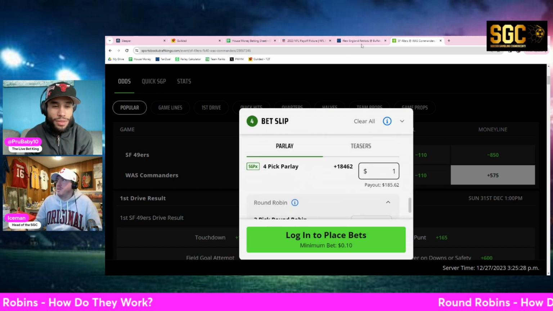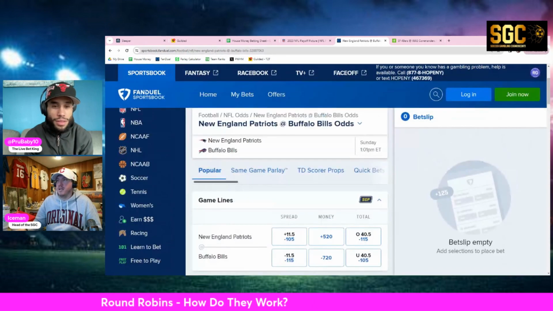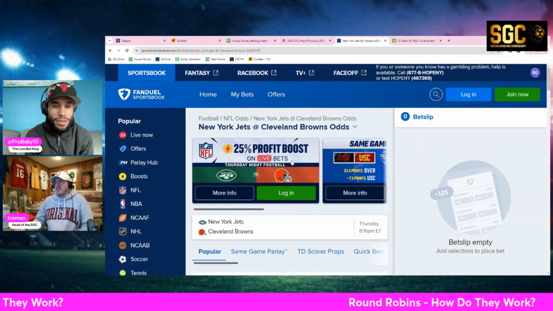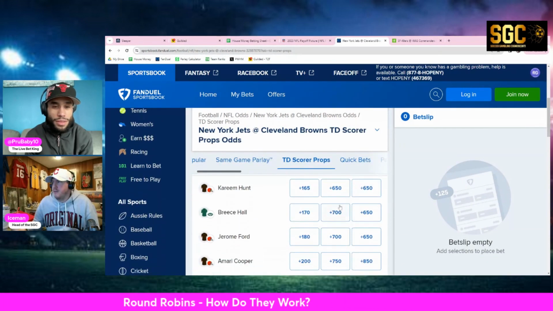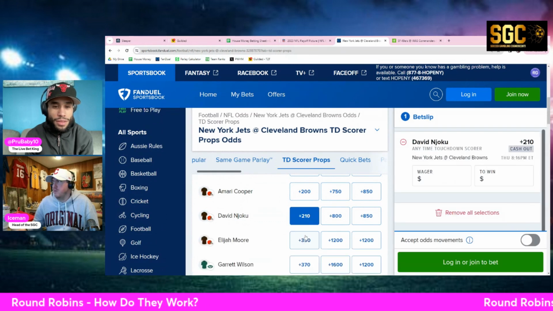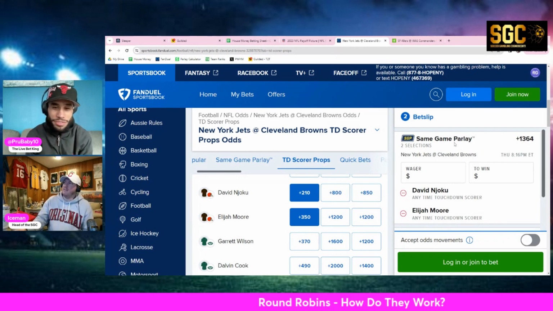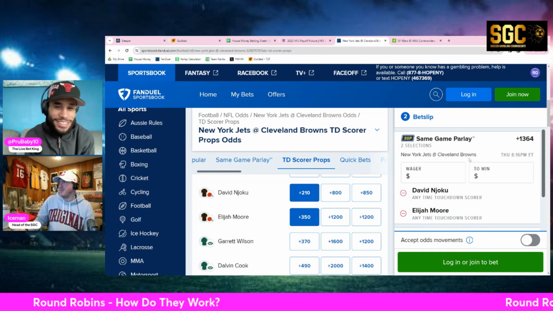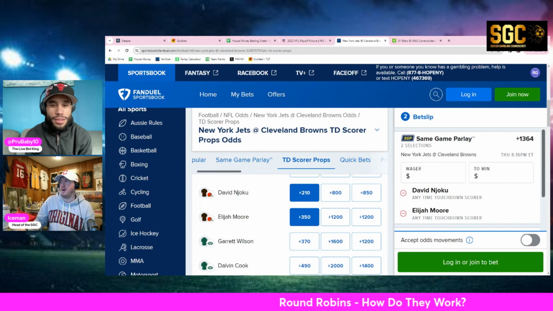So let's move over and we'll check this out on FanDuel, because this is where you get the difference. We're going to pick the same legs, right? So we want touchdown scorers here. We picked David Njoku. We picked Elijah Moore. Better odds. Now you see FanDuel here. You like those two? You get better odds on FanDuel. Yeah. Nicely. But you can see right here that it's automatically put it into a same game parlay for you.